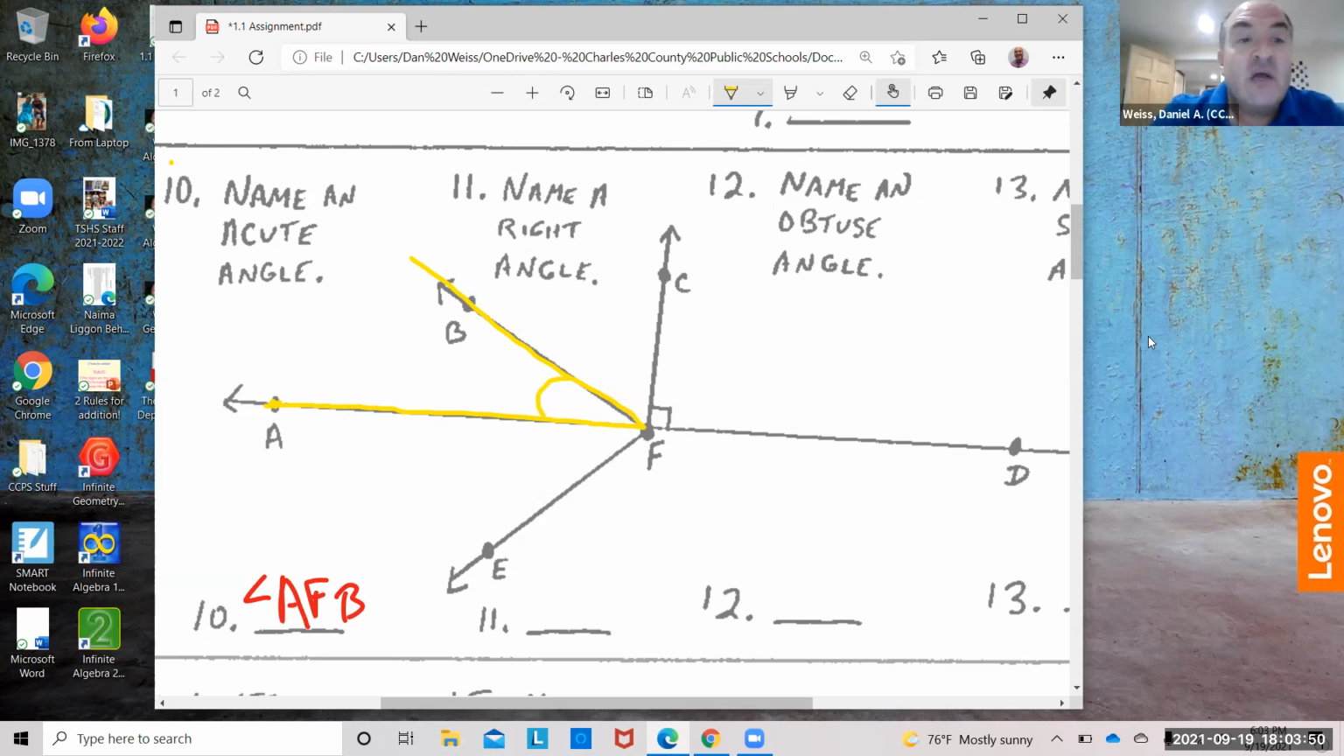Okay. Another acute angle would be BFC. This angle here. Another acute angle would be AFE, this angle right here. That's an acute angle. Okay, but you certainly cannot call it angle F, because no one would know what angle you're referring to. Okay. All right.